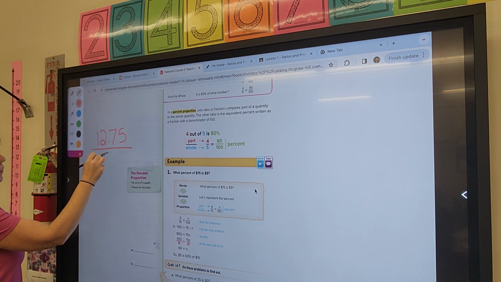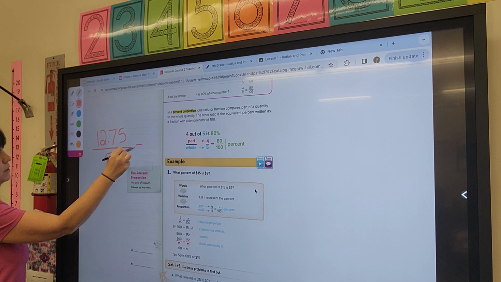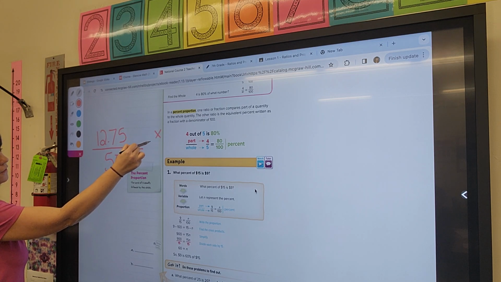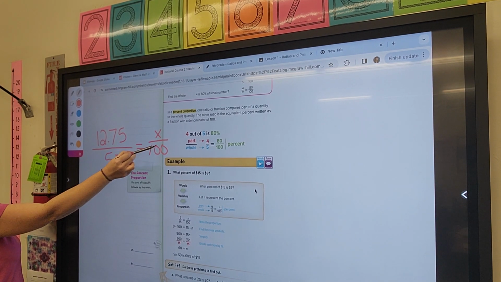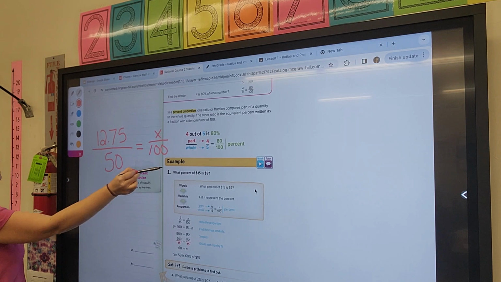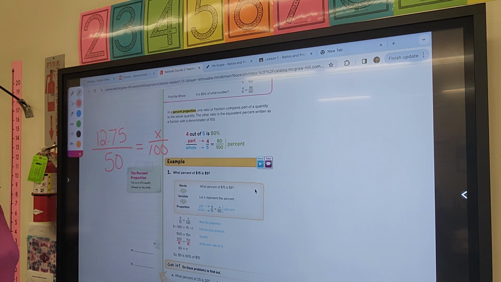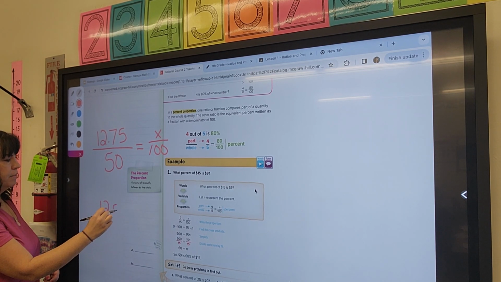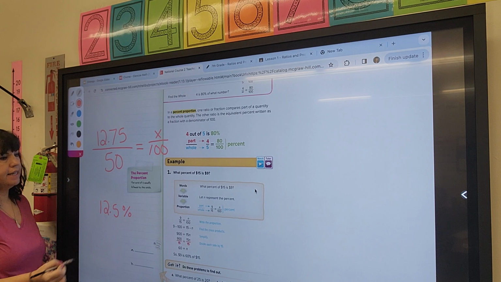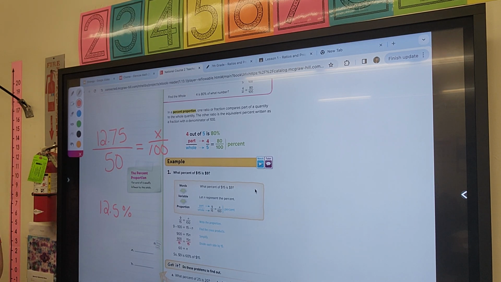Part over whole, so 50 equals percent over 100. We don't know the percent, so that's why we put X in there. So cross multiply 100 times 12.75 and then divide by 50 and you get 25.5 and just add your percent symbol at the end, okay? Don't forget that because that's how we know it's a percent.